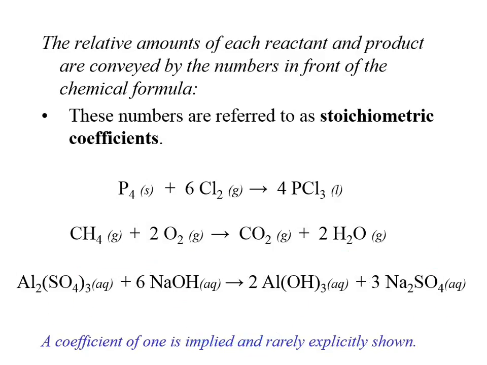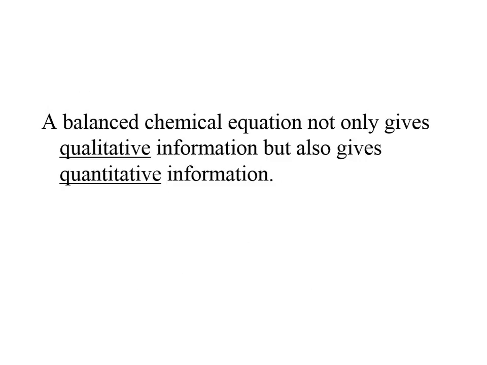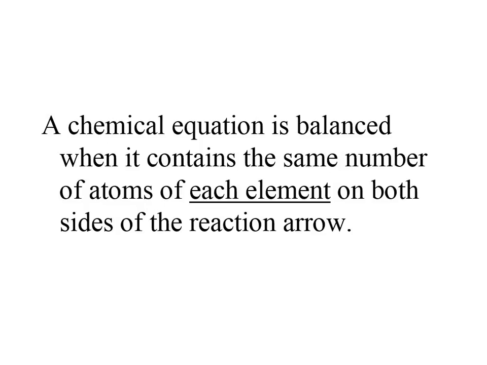Bottom line, the set of stoichiometric coefficients go like this: 1, 6, 2, and 3. I'm not going to go through that, but it really would balance the same number of aluminum, sulfurs, oxygens, sodiums, and hydrogens on either side of the reaction arrow. When you balance it, like you're going to in the homework that's due today, you actually give number information, quantitative information, in addition to qualitative information.